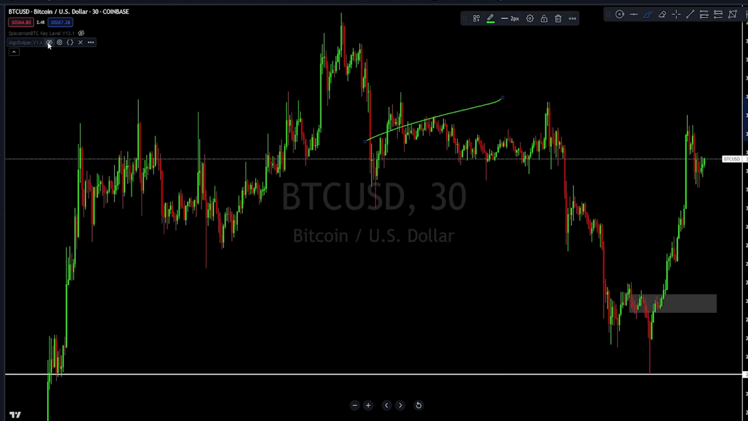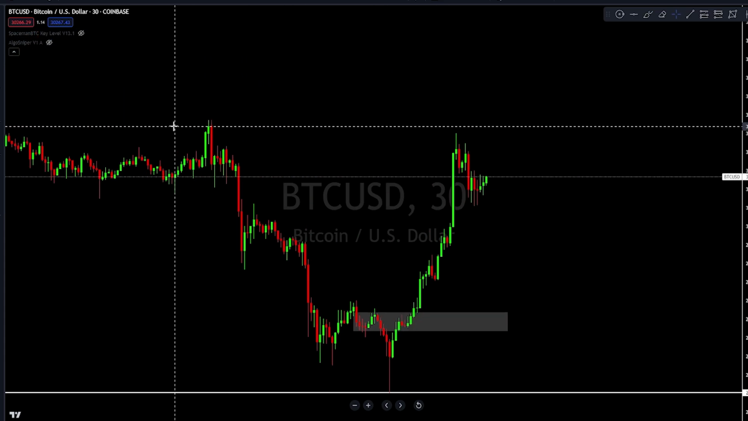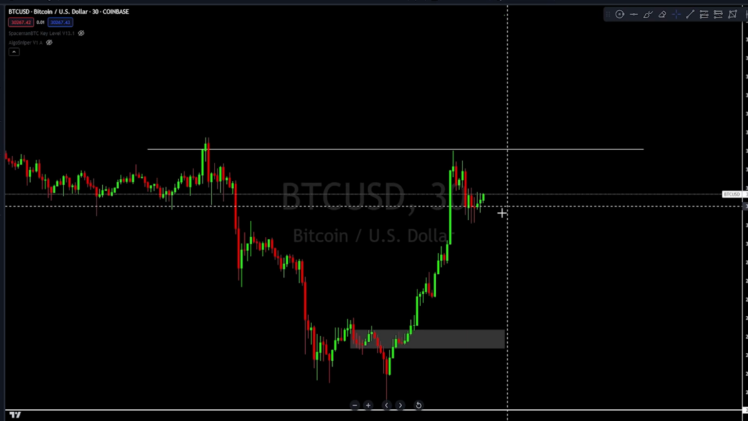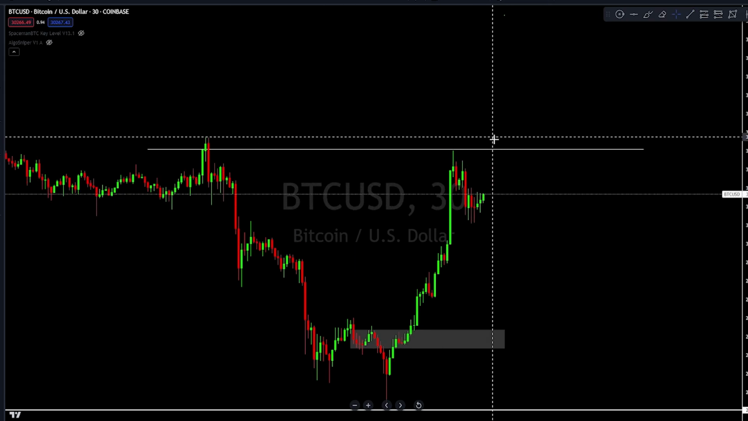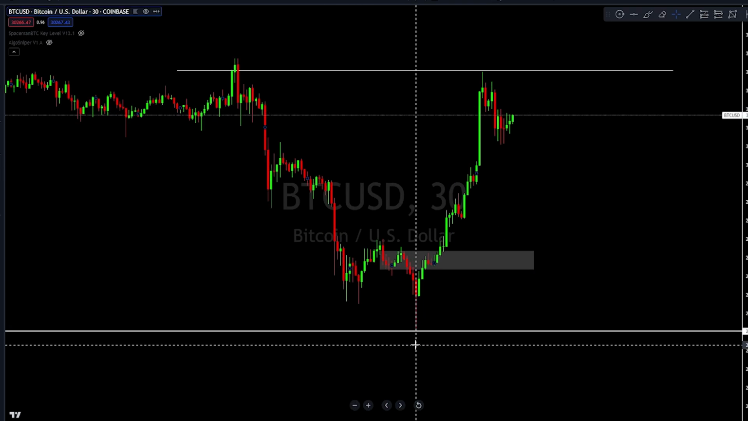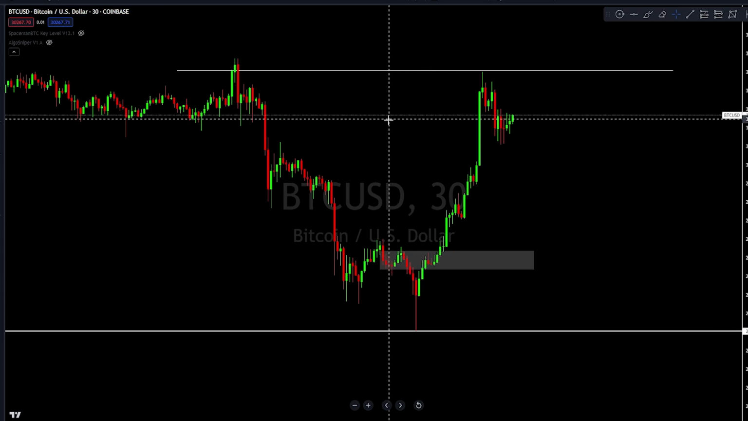You also want to understand resistance and support levels. You don't want to be necessarily buying into resistance or long into resistance. You want to long or buy if we break out and hold above resistance levels. You want to buy at support levels. Here's the support level. You don't want to short support levels because there's usually going to be a bounce.